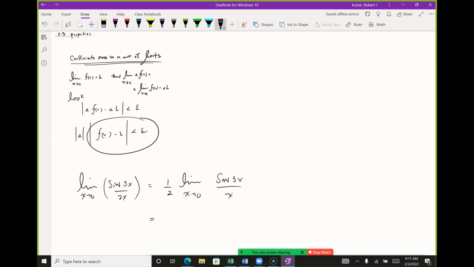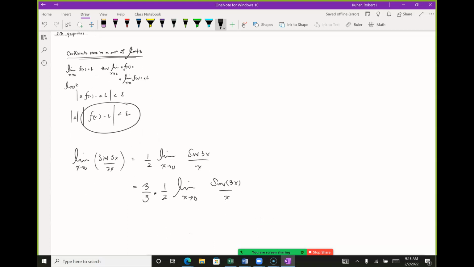So I'm going to multiply by 1 because I can. Am I allowed to always multiply by 1? Yes, I can always multiply by 1. 1 times me is still me, right? But I want downstairs to be a 3x, so I'm going to move this in. So I've got 3/2 times the limit as x goes to 0 of sine of 3x over 3x.